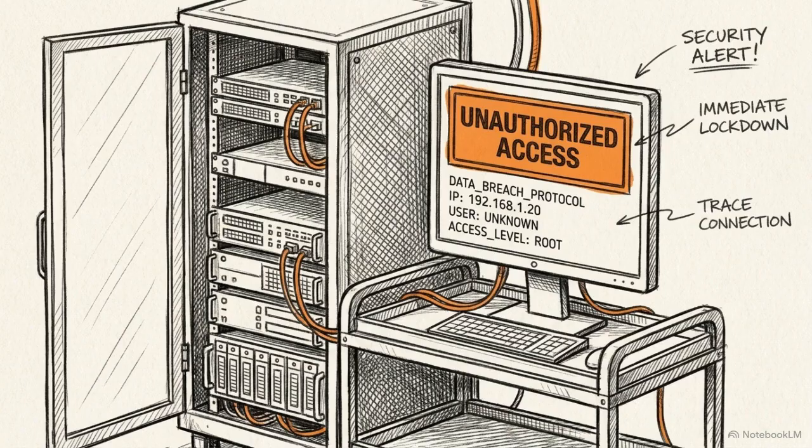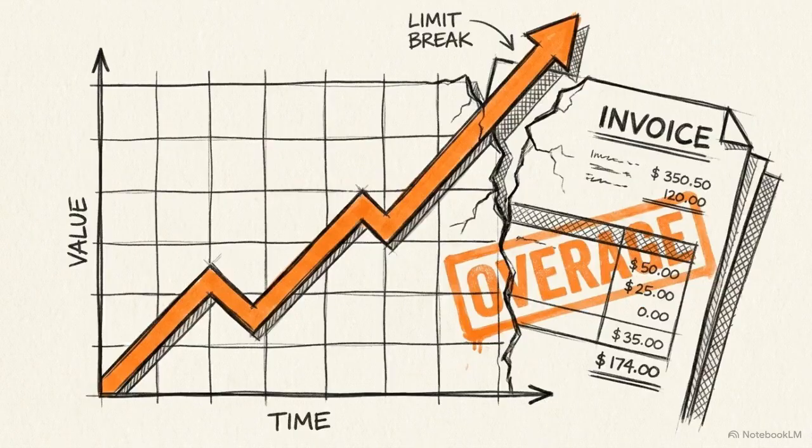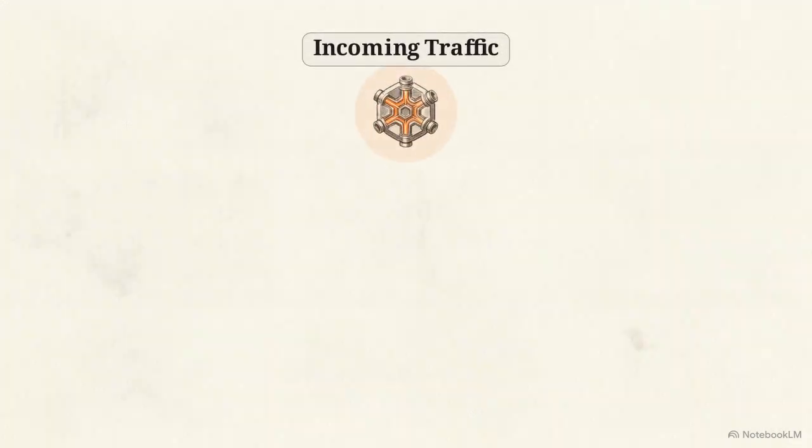The stakes are high. A mismatched load balancer leads to security gaps, architectural bottlenecks, or a monthly bill that scales far faster than your actual traffic. This diagram maps the decision path.